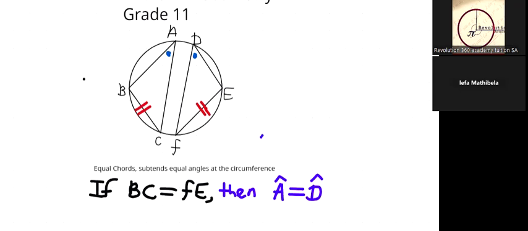Remember that Euclidean geometry says that each and every statement should be accompanied by the reason. So here we must have a reason, and that reason will be this one. You just write it there. Or even if you wrote it like that, it won't affect you. So if BC is equal to FE, then angle A is equal to angle D. Reason: equal chords subtend equal angles at the circumference, or equal chords subtend equal angles at the circle.